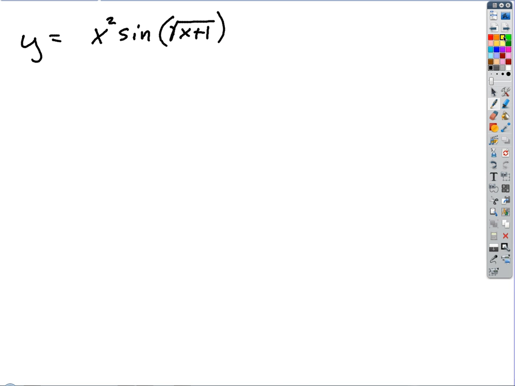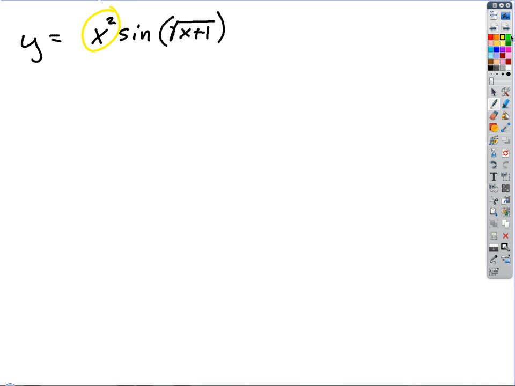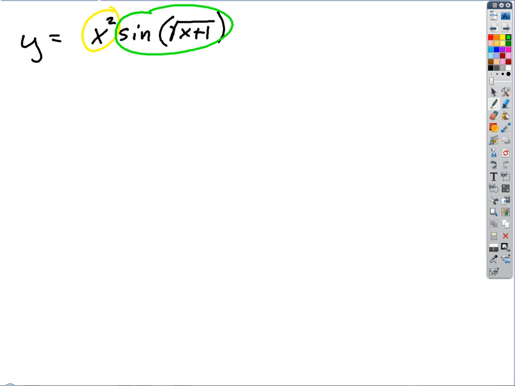Okay, so we got the yellow bubble. There's one of the factors in the product, right? And then the green bubble is the other factor in the product. So at the outermost level, this is just a product rule problem, right? So U is x squared, V is the sine function, right?